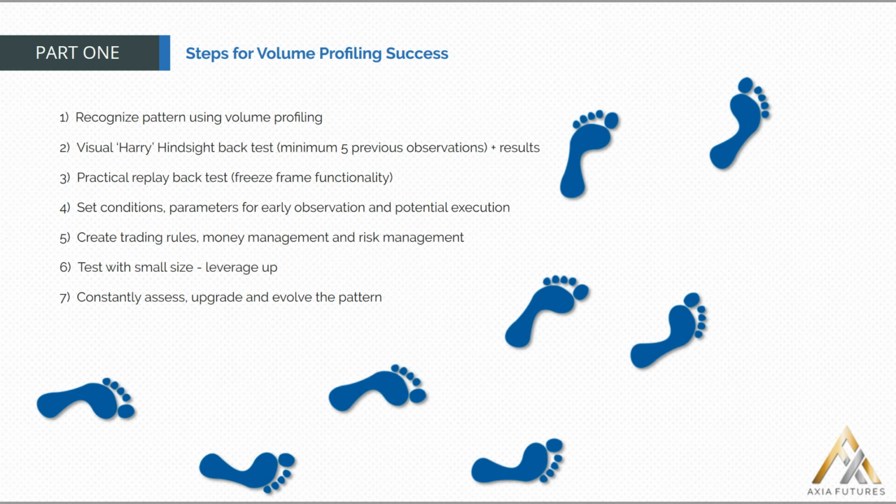So, once you have found a recognizable pattern, you need to do what I like to call a Harry Hindsight backtest. What this is, it's very simple. You find that similar pattern and you find 5 other examples in the market. You then take these examples and lay out the results of those examples. What I mean by that is you physically find out how many ticks it would cost you to take on that trade versus how many ticks or prices you can make on that trade. So do a very basic risk reward analysis.